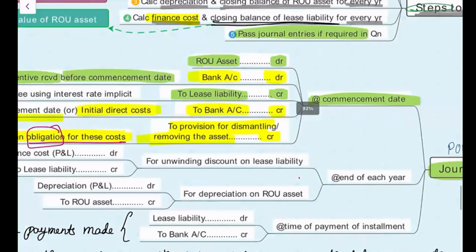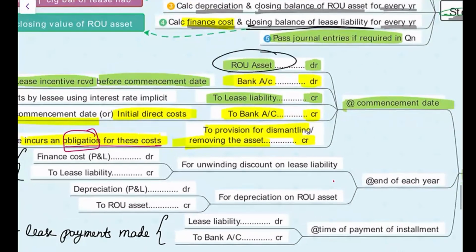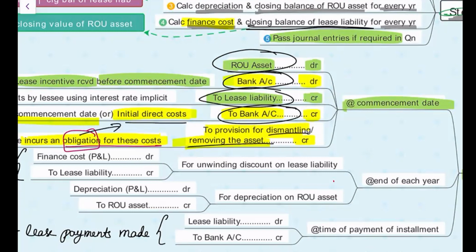This is the journal entry you have to pass. You have to record the asset in your books and the liability in your books. For any lease incentive received, you can debit the bank account. For any payments made, or initial direct cost incurred, credit the bank account. And if there is an obligation that you have to dismantle or remove the asset, in such a case you can create a provision now.